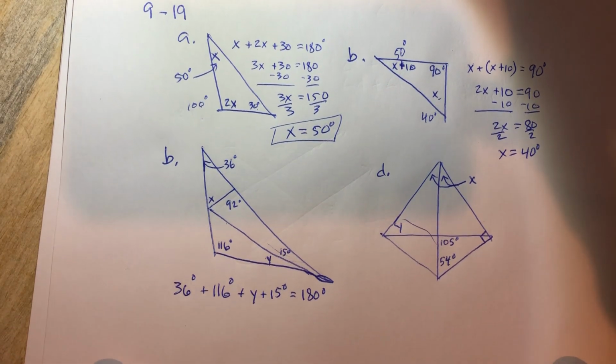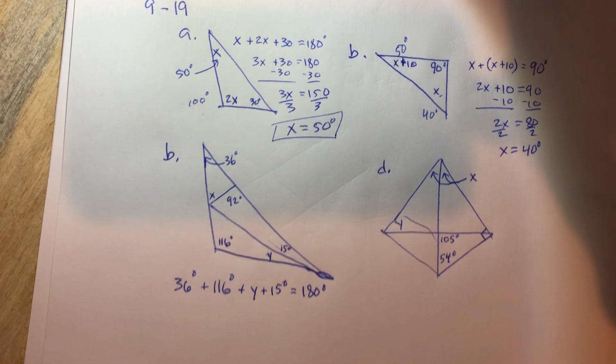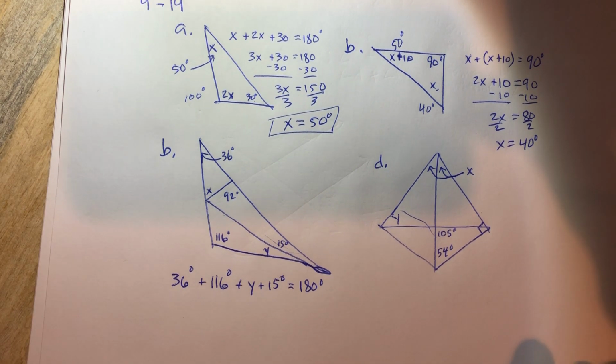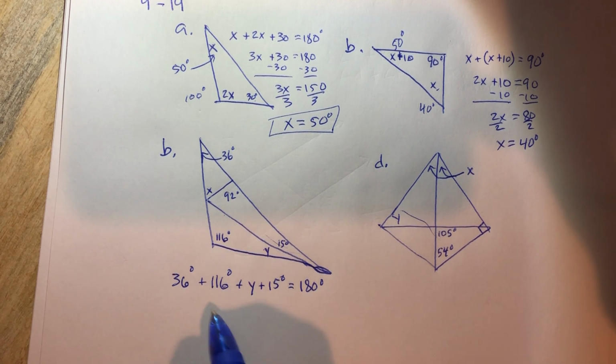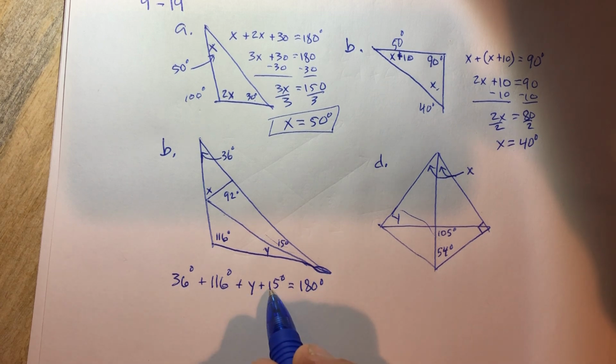And so now that I've got that, this gives me an equation I can solve for y, and then it'll start to help some of the other pieces fall into place. There's multiple ways you could go about doing this particular problem as well, but this is just when we do that. So let's add these together. 116 plus 36 is going to be 152, plus 15 is going to be 167. So we're going to have y plus 167 equals 180.